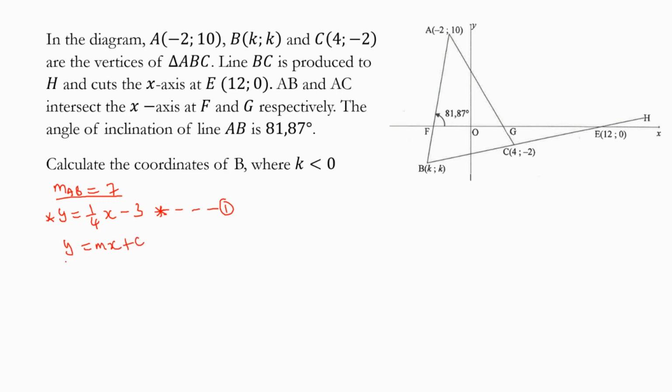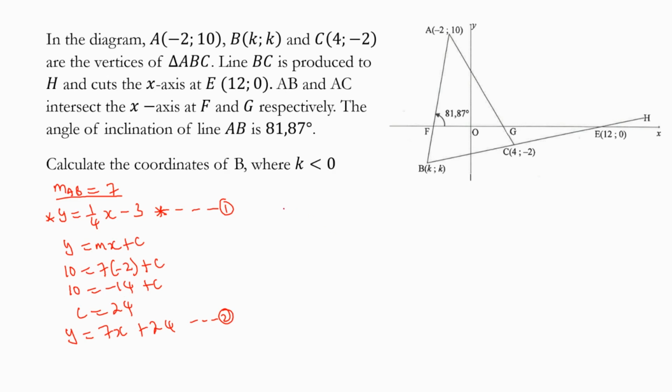So let's use our point A. 10 is equal to 7 times negative 2 plus c. 10 is equal to negative 14 plus c. c is equal to 24. Therefore, the equation of AB is y is equal to 7x plus 24. That's equation 2. So the simpler way of solving this will be by equating or substitution. y is equal to 7x plus 24, so where there's y, we can put 7x plus 24. It's like equating or substituting, whichever way.